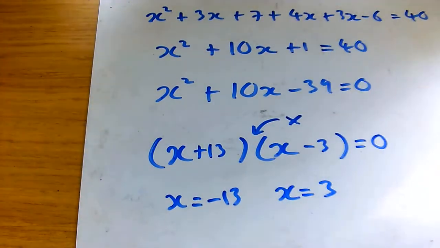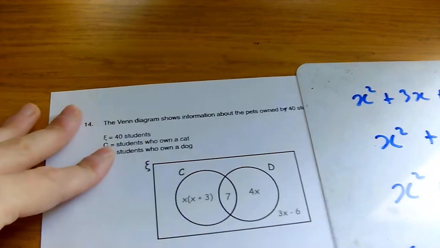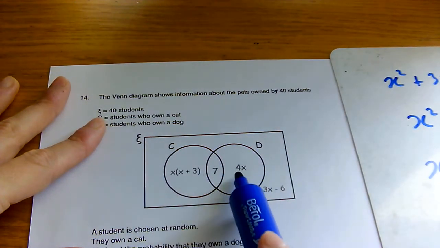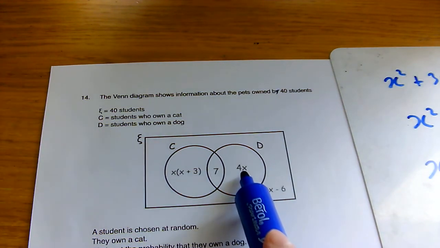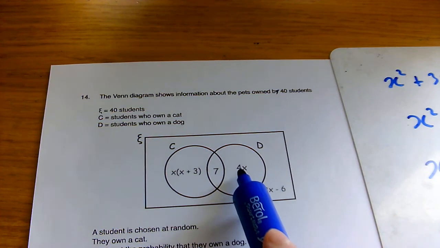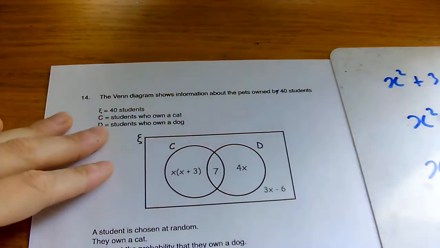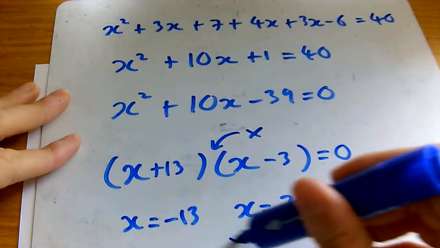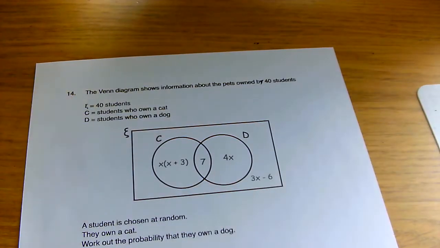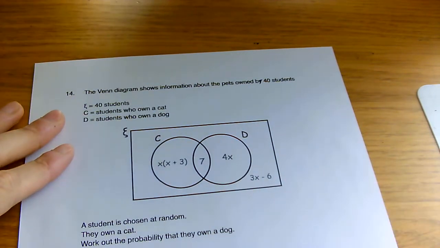Okay, but actually in reality, if we go back to our Venn diagram, if x was negative 13, that would imply that there is negative 13 times 4 people who have a dog, and that doesn't really make sense. You can't have negative people, so it must be the 3 that is the real answer we want. So we go back onto the actual Venn diagram now. We can put these values in and now work it out.